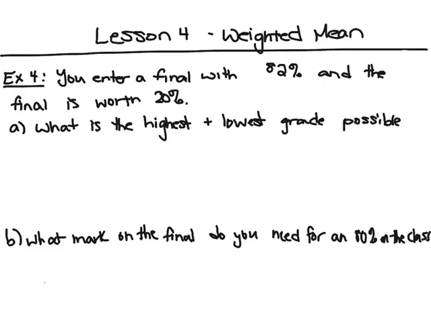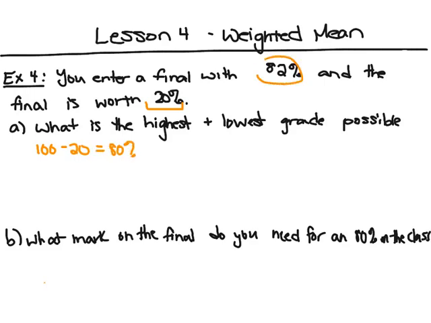Okay, now example 4. This question comes up a lot in class. You enter a final with 82% and the final's worth 20%. You want to figure out what the highest score you can get and the lowest score you could get is in the class, and what would you need to get on the final to get an 80 in the class. People ask me this question all the time, so it's not that hard to calculate. So first, if we know that the final is worth 20%, everything else is worth 80%.